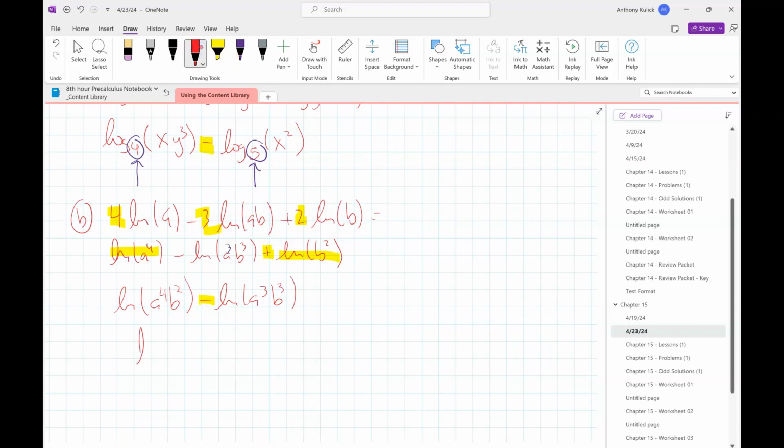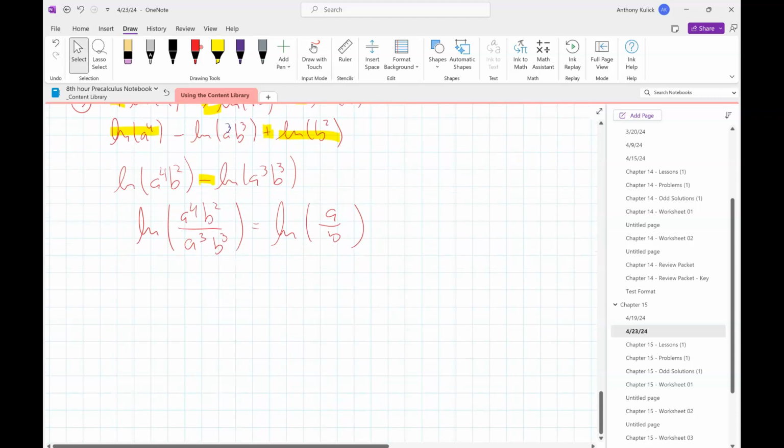Now I can use my quotient property. Again, the part with this -1 coefficient has to be the denominator. What do you notice about this fraction, though? Natural log a to the 4th over b squared, or times b squared over a cubed minus, or times b cubed. What can I do with that fraction? Reduce! Right? I can reduce that fraction, end up with just a over b, or natural log of a over b. And skip that. Okay.